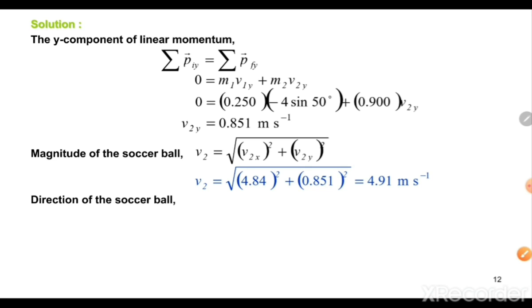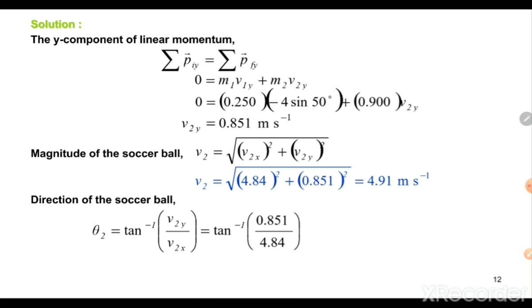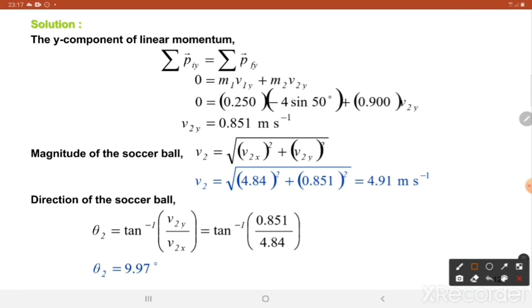Next, we calculate the direction of soccer ball. By using the concept of trigonometry, theta 2 is equal to arctangent v2y divided by v2x. Substitute the value of v2y and v2x, and finally you will get the direction for the soccer ball is 9.97 degree.